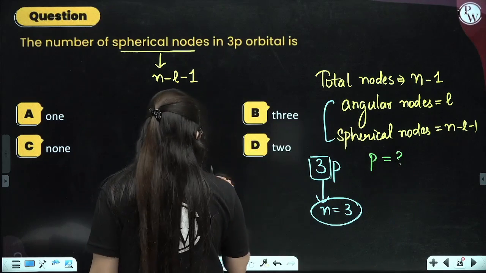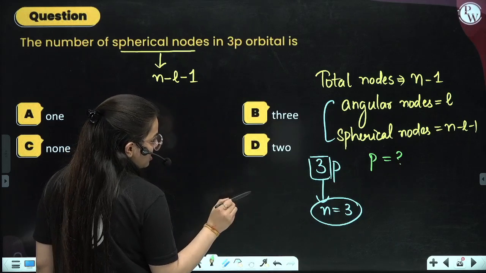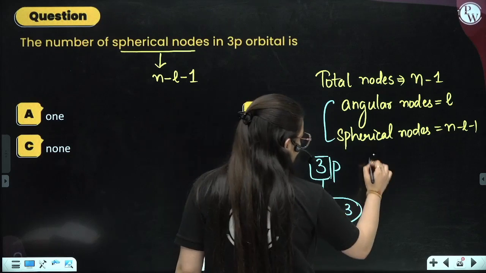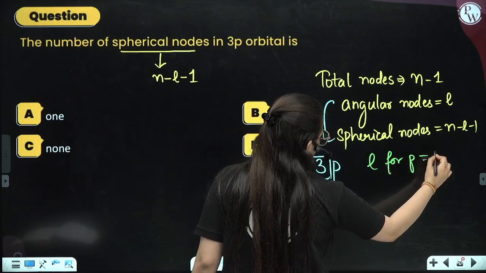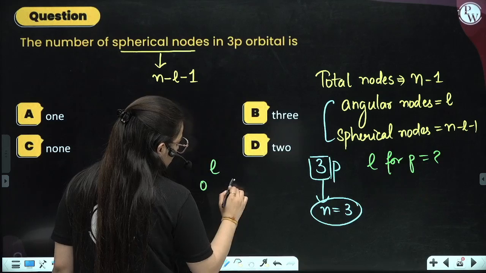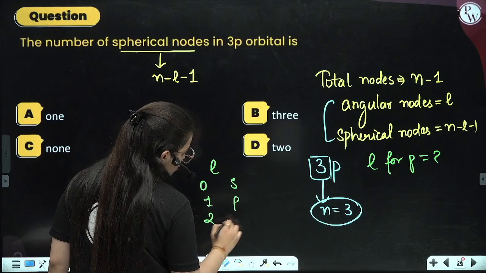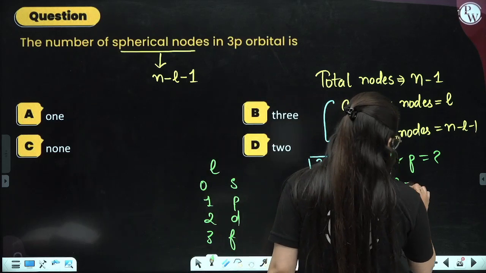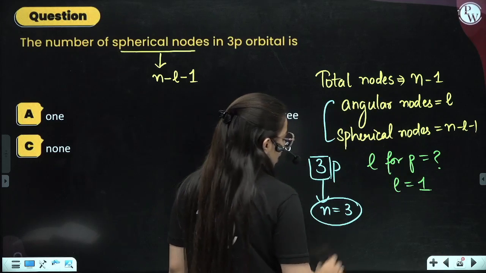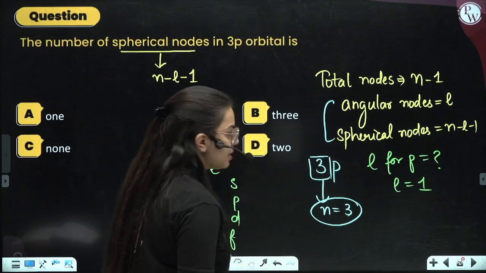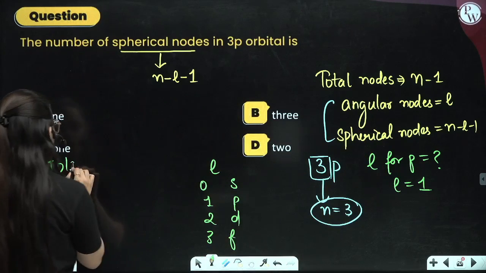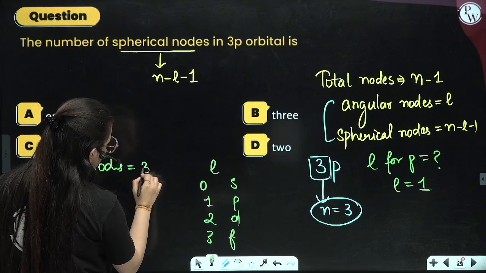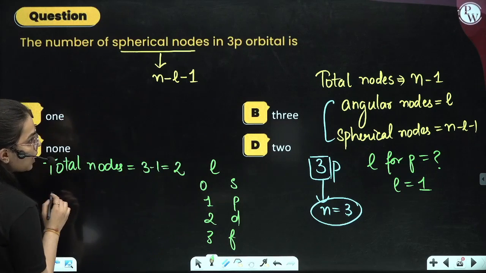Now see. Again, you know this thing, what is the value of L for p? If L is 0, it is S. If it is 1, it is P. If it is 2, it is D. If it is 3, it is F. For P, L is 1. Right? Now, N you have got, L you have got. Calculate all of these numbers. Total nodes is N minus 1. What is N? 3. So, 3 minus 1 is 2. Okay. Now comes angular nodes.